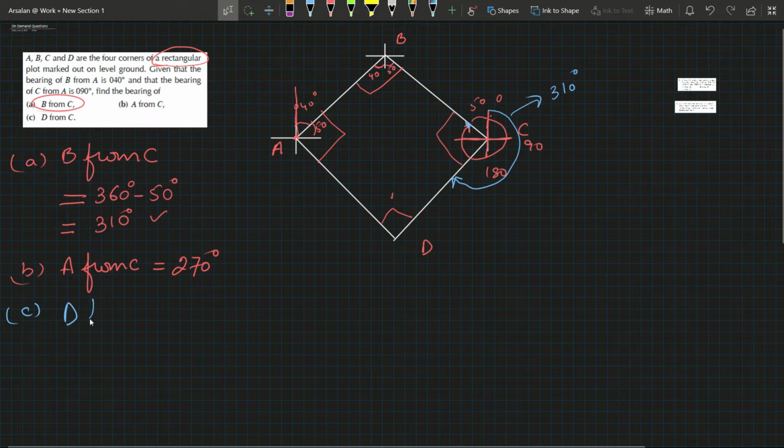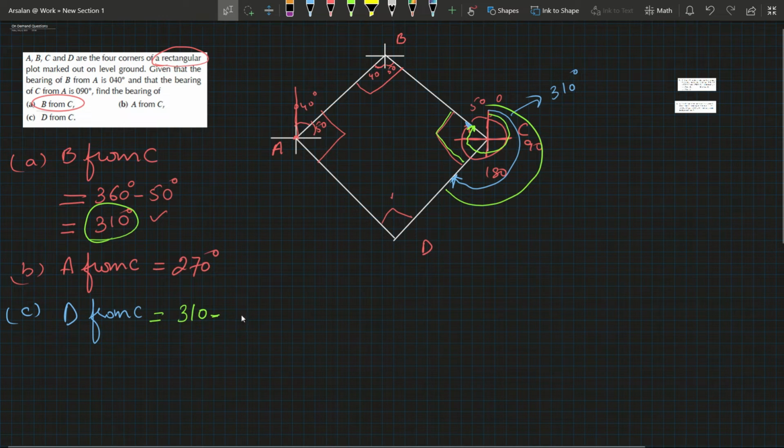And now I need to find the bearing of D from C. You can see it is part of the same 310 answer, right? So how can we find it? Follow the line, follow the angle line, 0, 90, 180, and then this is 310 altogether. It was the previous answer. If you subtract this 90-degree angle of the rectangle from 310, you'll get this angle which is required, right? So it is simple. I am using my previous answer, 310 minus 90. This 90 is the corner angle of the rectangle, so the final answer will be 220 degrees.